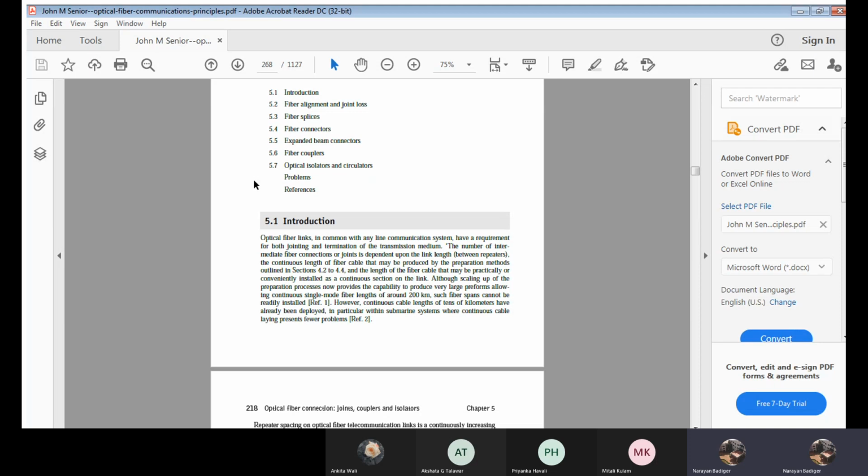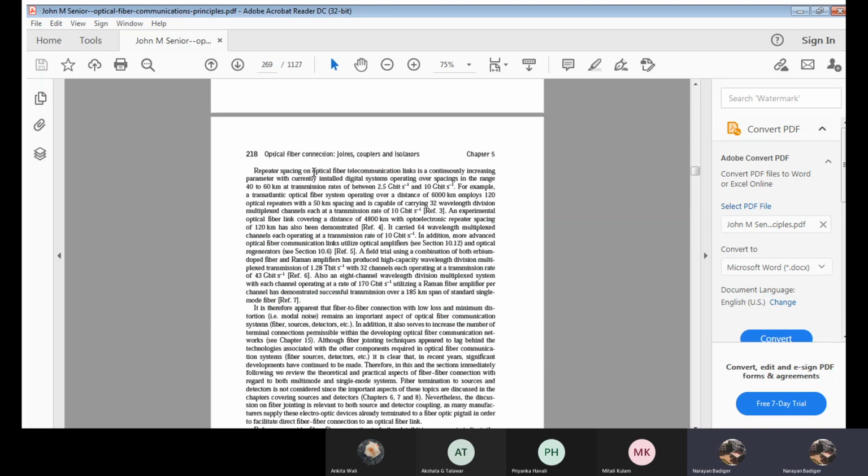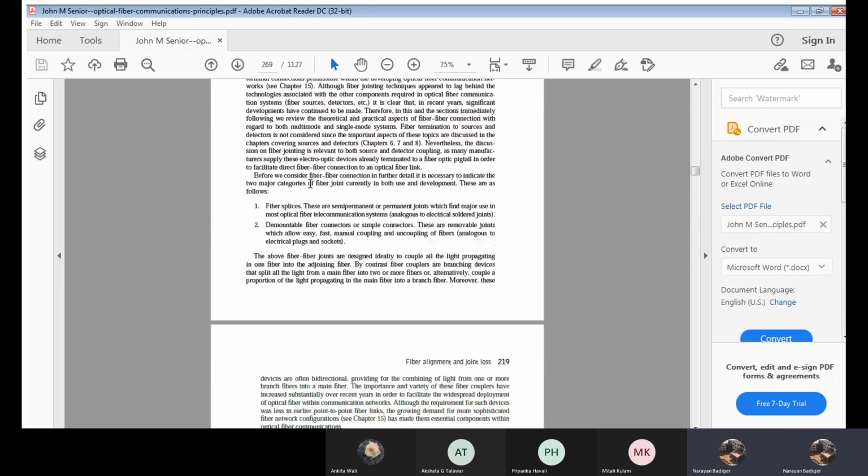And one more is demountable fiber connectors or simple connectors. Okay, 2 things. One, fiber splices, which are semi-permanent or permanent, and one more is non-permanent. And that non-permanent we will be calling demountable fiber connectors or simple connectors. Okay. Now, these are the simple connectors.